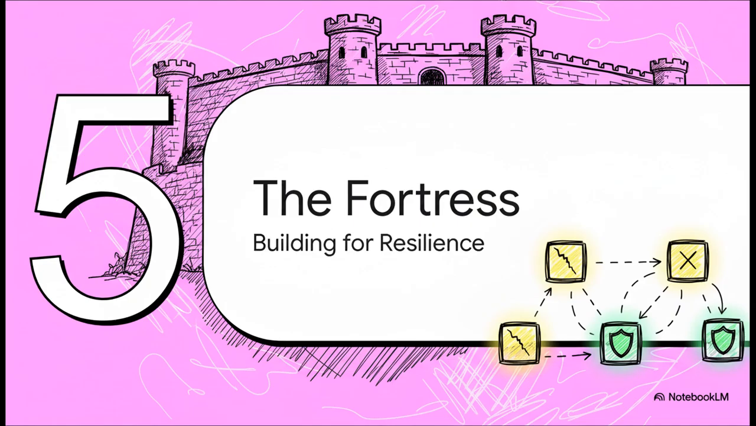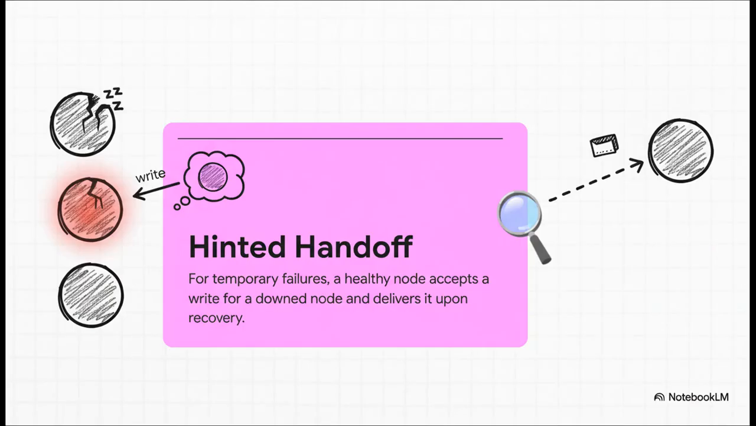We're moving into our final section. And now we're going to build a true fortress, a system that can handle all sorts of failures and stay fault tolerant. So for those temporary failures, a server is rebooting or there's a quick network glitch, we use a really clever trick called hinted handoff. If a node in the preference list is down, another healthy node in the cluster will accept the write on its behalf. It basically leaves a sticky note, a hint, saying, hey, this write actually belongs to that server that's down. As soon as the original node comes back online, the temporary holder hands off the write. This keeps our write availability high even during short outages.